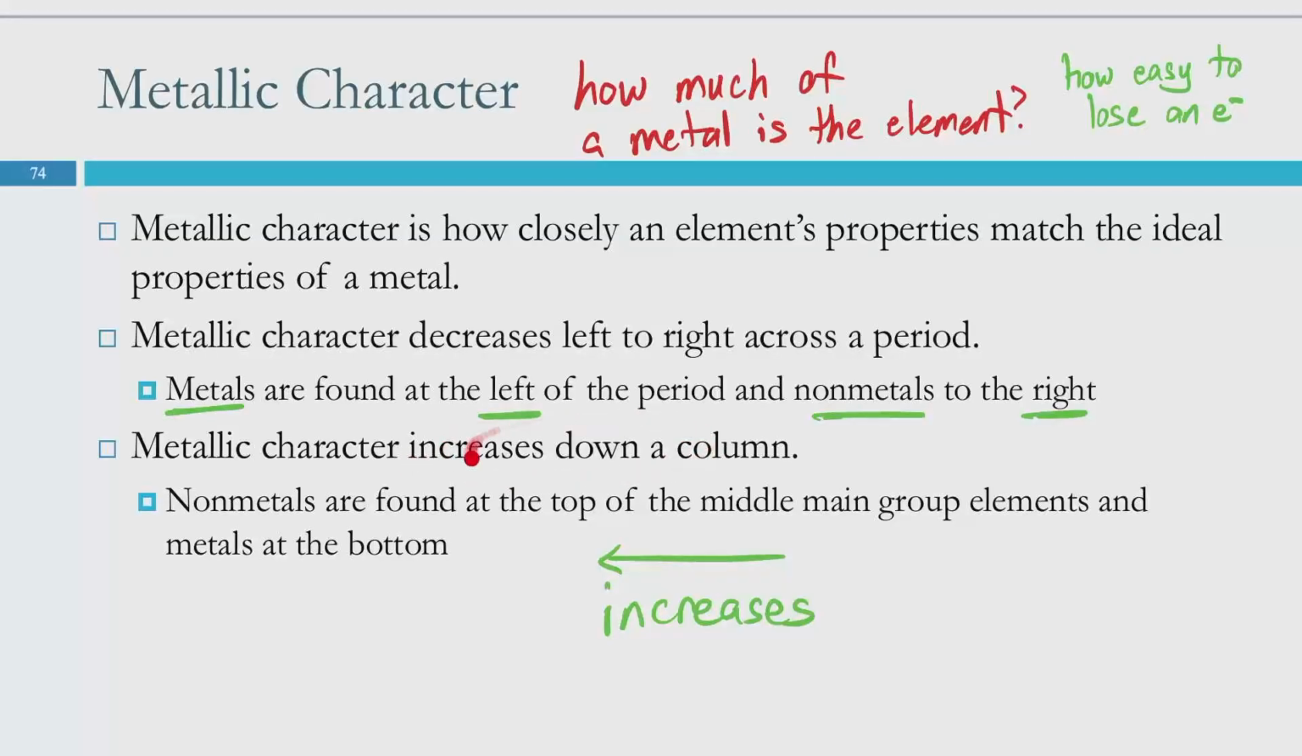Metallic character also increases when you move down a column. So if we look at carbon and nitrogen, carbon is a nonmetal. If we move down that group, down that column, we've got things like tin and lead. And tin and lead are definitely metals. Carbon is a nonmetal. So as we move down, we're also increasing in metallic character.